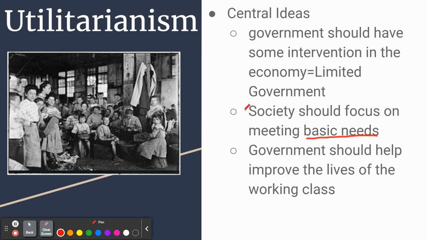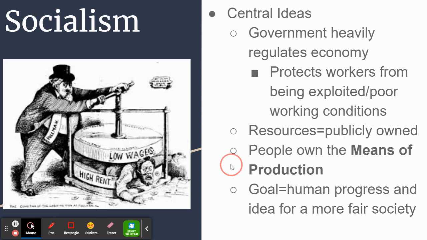So they want the government to help improve the lives of the working class by providing homeless shelters, by providing free soup kitchens, by providing job training, and mostly the utilitarians are really big on free schooling so that working class children can learn a skill and they can get out of the working class.